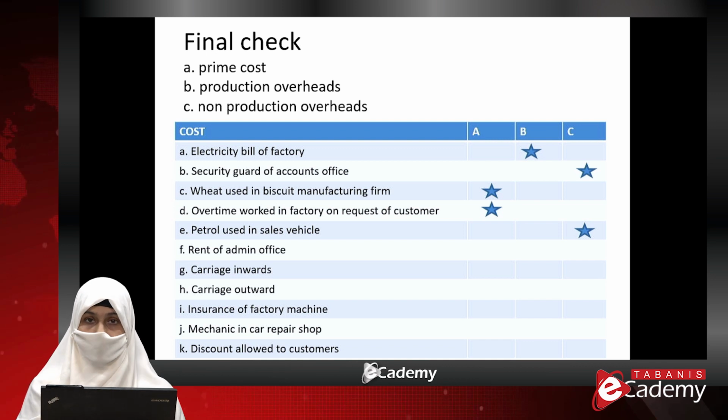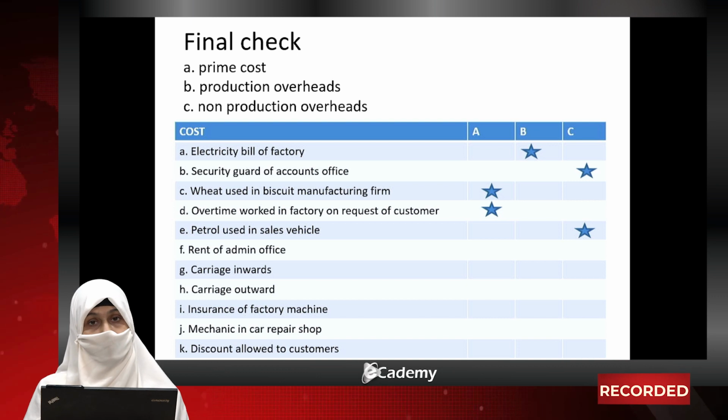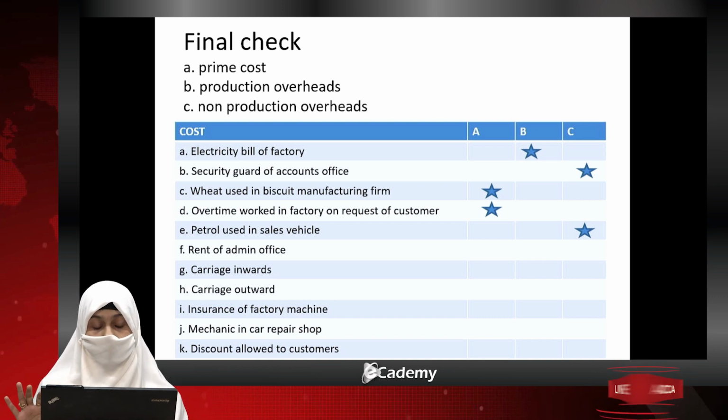Rent of admin office. Rent is not direct material, rent is not direct labor, rent is not direct expense, rent is not prime cost at all.